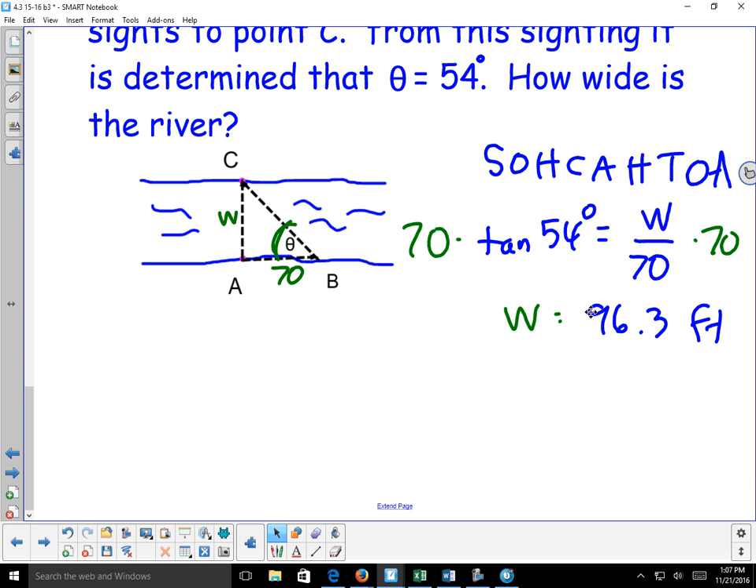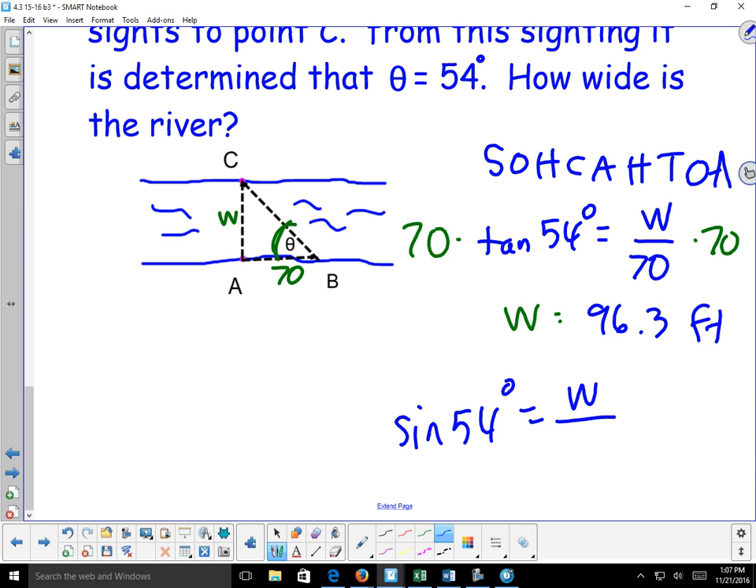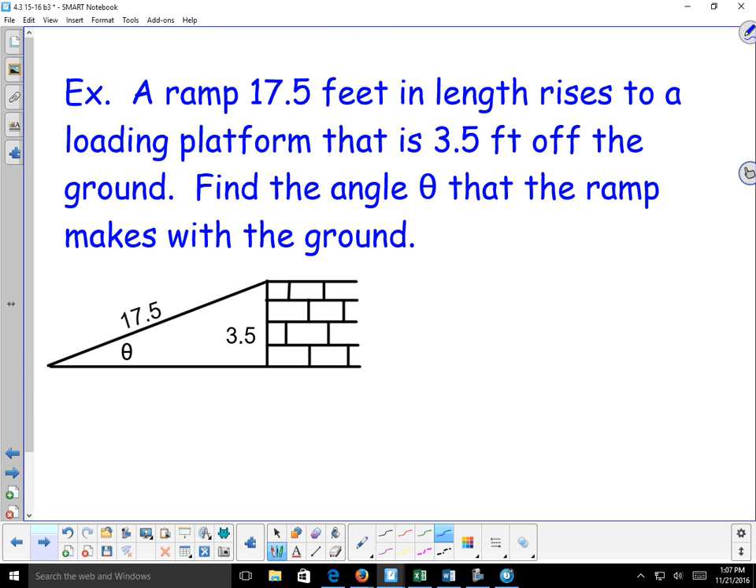Couldn't we plug into the calculator sine of 54 degrees? Okay, but sine of 54 degrees is going to be equal to W over some other unknown length, that we'll call Y if you want. That's this length, right? Which we don't know. Okay? All right, let's take a look at this example.